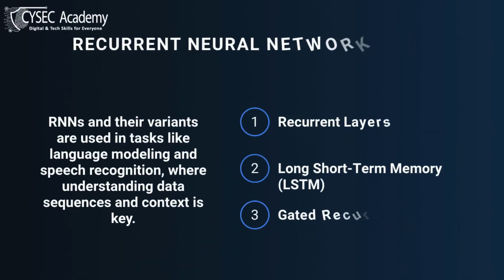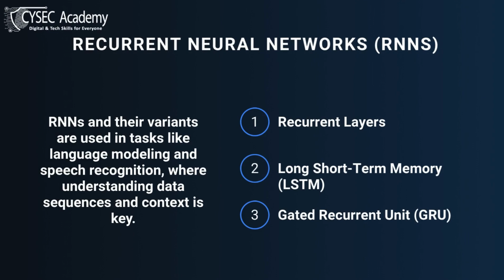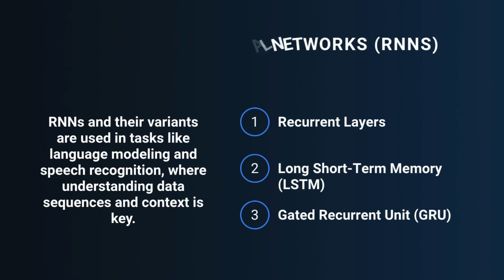Recurrent neural networks, RNNs. RNNs are designed for sequential data, such as time series or natural language. They have the capability to maintain a memory of previous inputs through their internal state. Key components include: 1. Recurrent layers. 2. Long short-term memory, LSTM. 3. Gated recurrent unit, GRU.